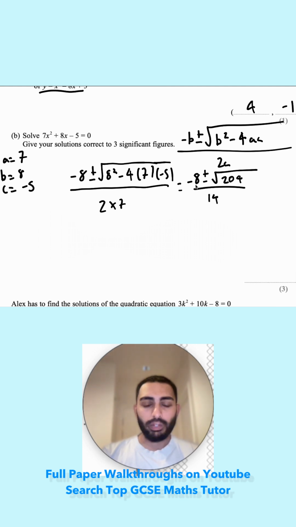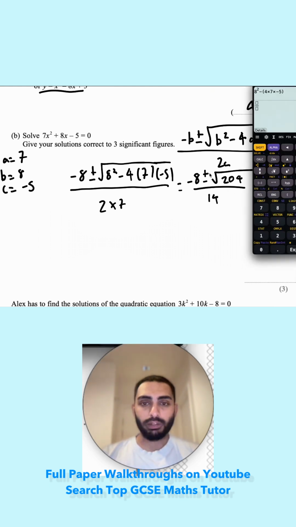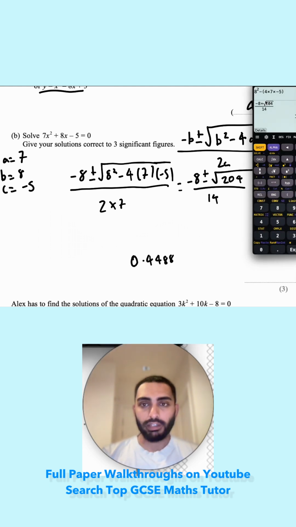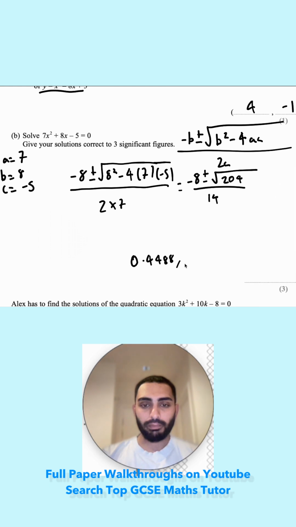So we've got minus 8 plus or minus the square root of 204 being divided by 14. So we're going to have two answers, negative 8 plus root 204 over 14, and the other answer is negative 8 take away root 204 over 14. We'll do the plus one first. Got negative 8 plus root 204 over 14. That gives me 0.4488. I'm going to do the other one where it's a minus, and if you can go back on your calculator, you can just change that to a minus. And I've got negative 1.5916.